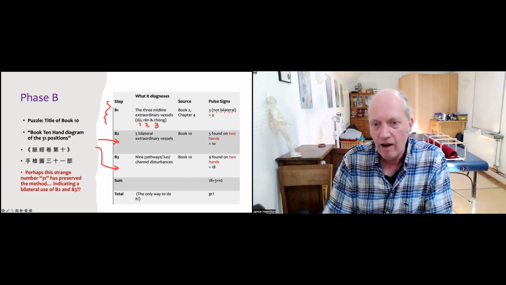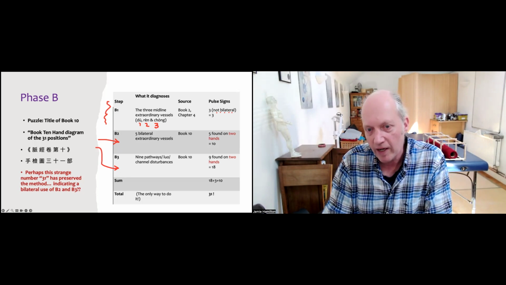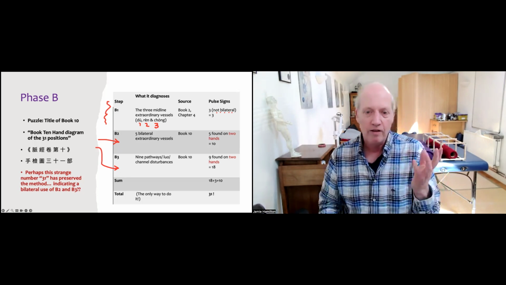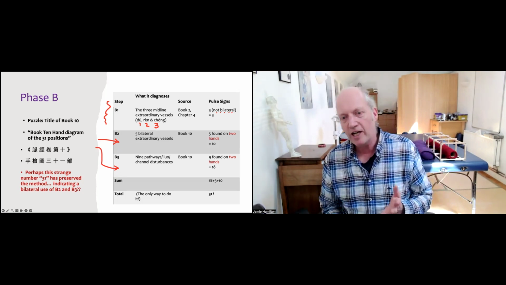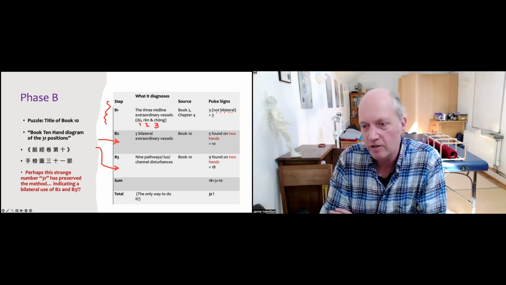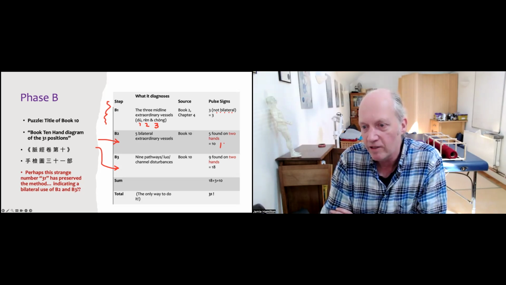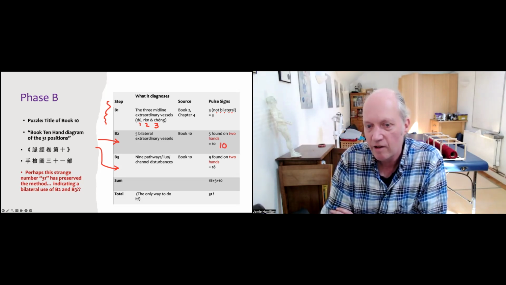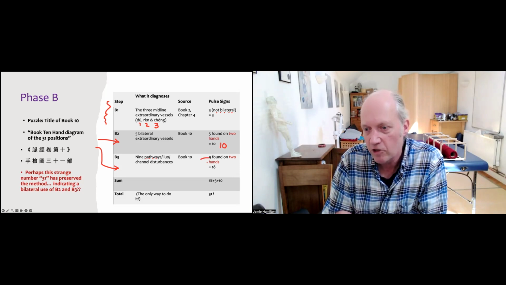B2 and B3, and basically the 5 bilateral extraordinary vessels of the yin wei, yang wei, yin chao, yang chao, and the dai make 10 pulses. On 2 hands, that's 10 signs. And then the 9 pathways, that's 9 findings, on 2 hands is 18. So 3 plus 10 plus 18 is 31. Ta-da!